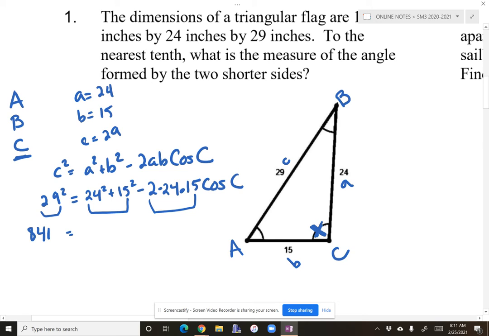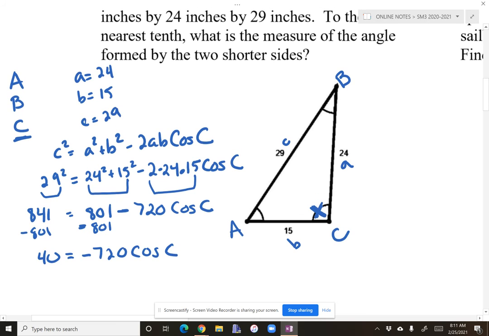24 squared plus 15 squared, I get 801. And then I have that minus sign, and I have 2 times 24 times 15. And I get 720 cosine of c. Okay, I'm not going to combine those two. I'm going to minus the 801, and I get 40. And be careful, a lot of people drop that negative sign, but I'm going to make sure that I leave it. And then I'm going to divide by negative 720.